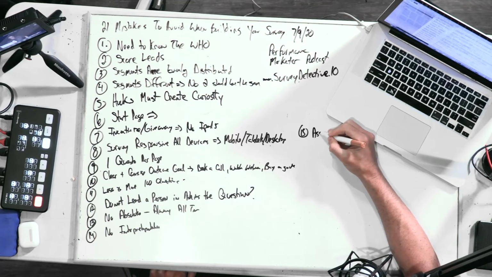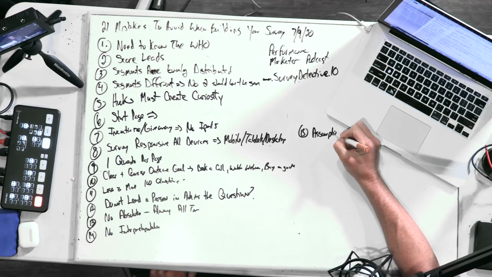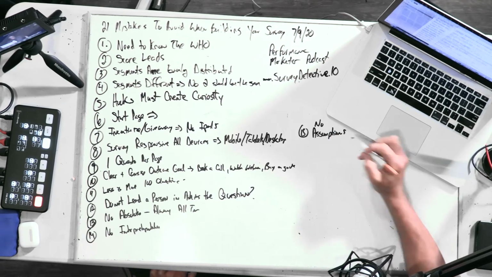And number 15, that is, do not make assumptions. No assumptions. Don't assume that people know something. Don't assume that they understand something. You need to be very clear in the questions and answers and what you're talking about and how you're going about doing it, because you have no idea who's going through that survey and where they are and what stage they're at in their personal situation.